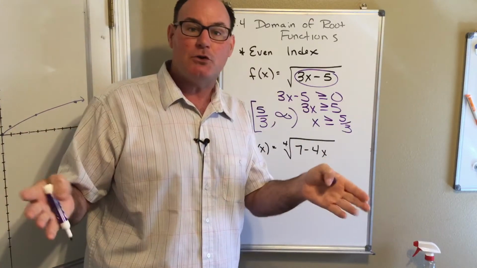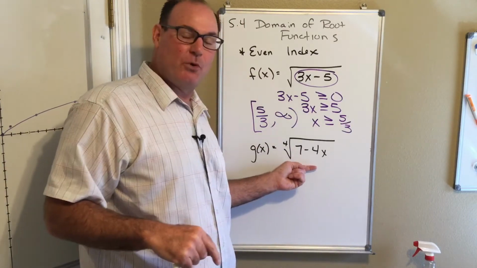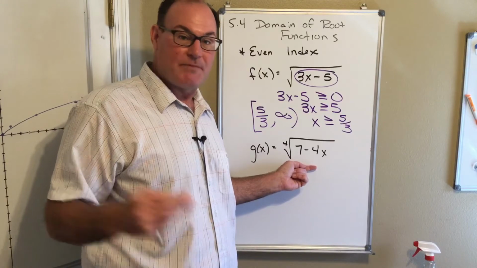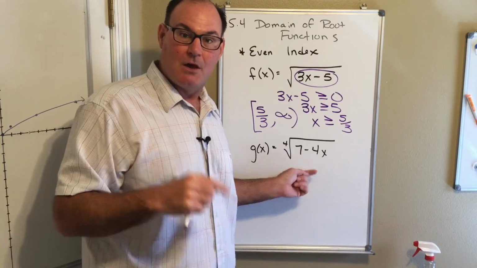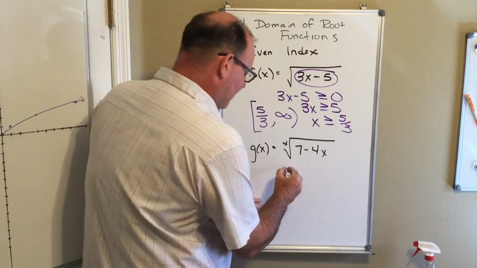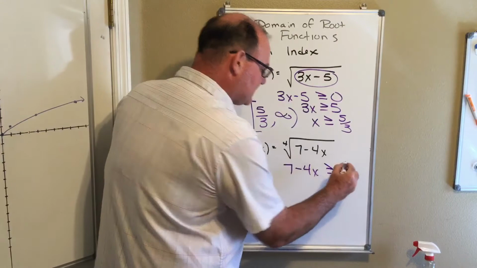What I recommend you do is pause the video and find the domain of the fourth root of 7 minus 4x. Then press play and watch me do what hopefully you're about to do. Welcome back. Now I'm going to take the 7 minus 4x. That has to be bigger than or equal to 0.